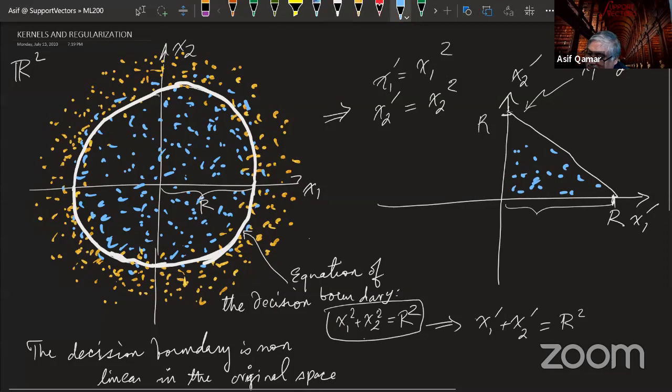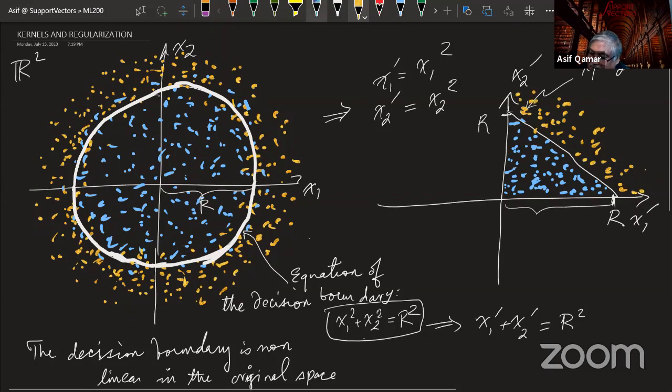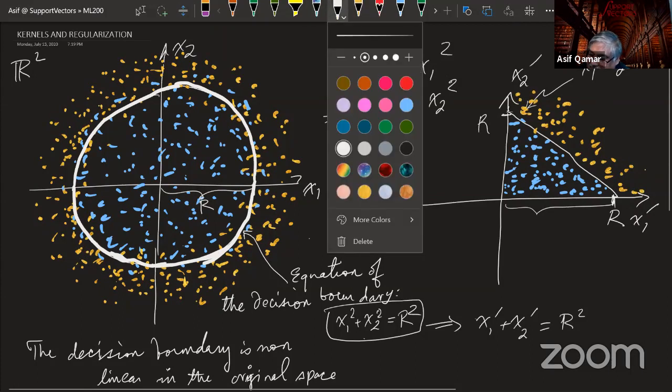All the blue points would be inside the decision boundary here, in the inner triangle from the origin to this little triangle, and all the outer points will become like this. Are we together, guys?